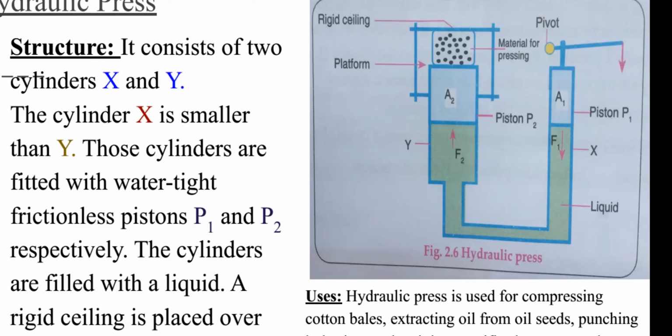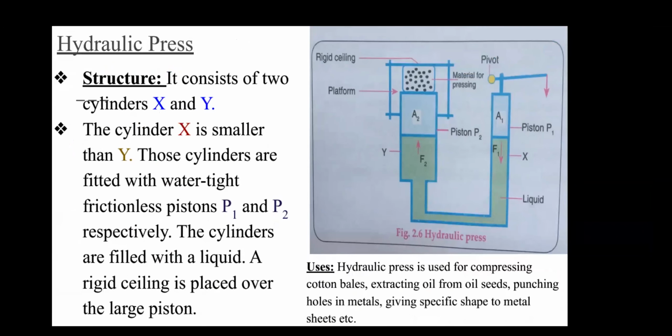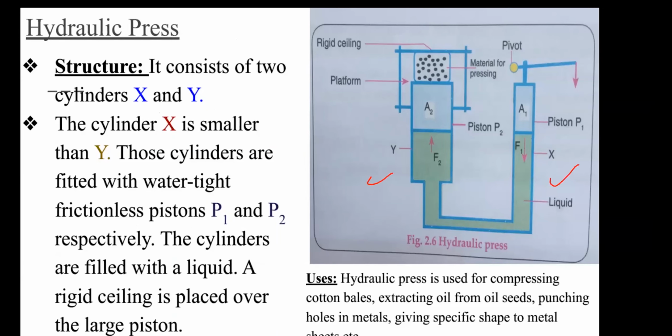press. If you try to know about the structure of this device, called a hydraulic press, you can see it consists of only two cylinders. Here one cylinder is named X and another is Y, and you can see yourself that cylinder X is smaller than cylinder Y. What we have to understand is that while we design or manufacture any hydraulic machines that work on the basis of Pascal's law, the cylinders must vary in size. They must be different in their diameters.